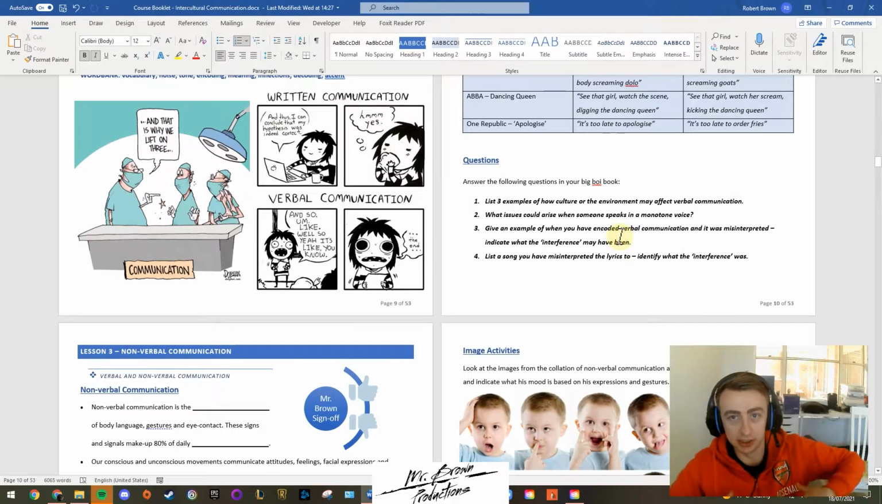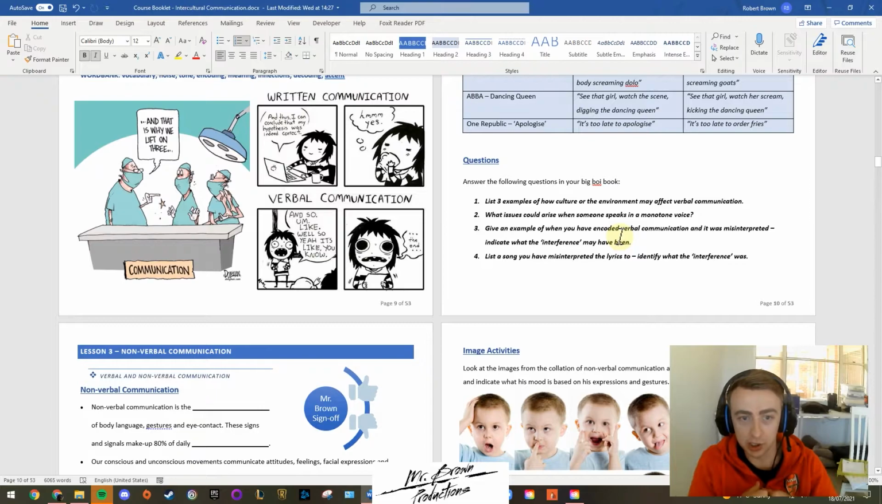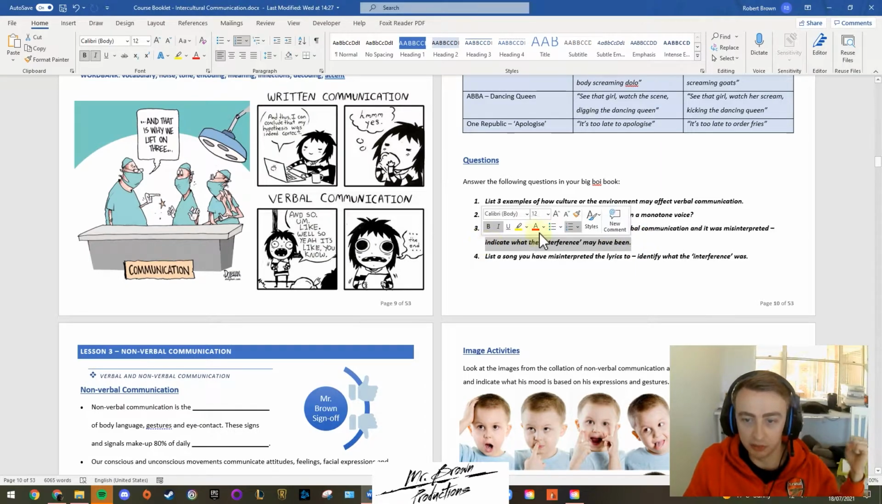So encoding meaning that you have uploaded that information or that you're communicating that information. Give me an example where someone's misinterpreted what you've said, okay? Because I want this to be focusing on verbal communication. And I want you to indicate what the interference might have been.